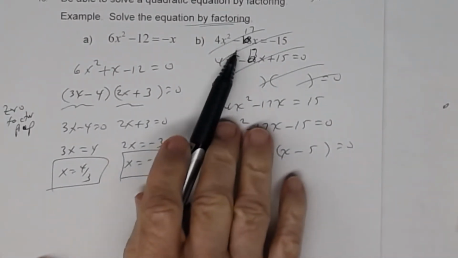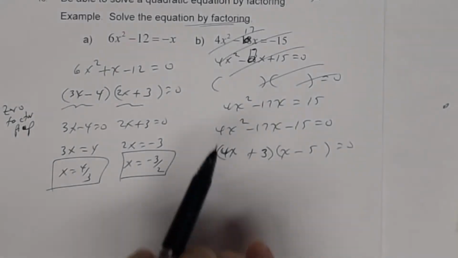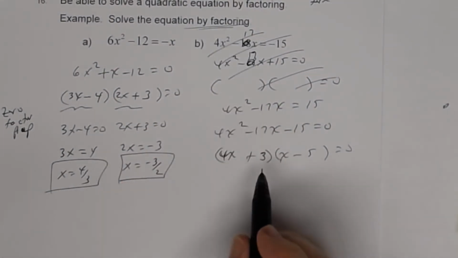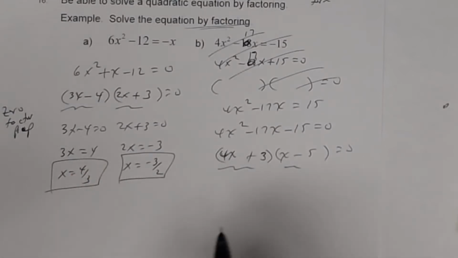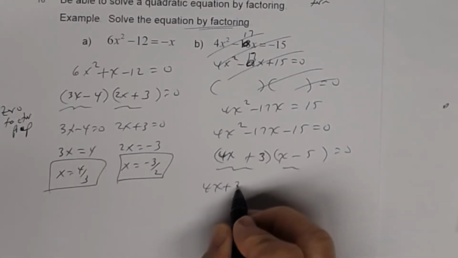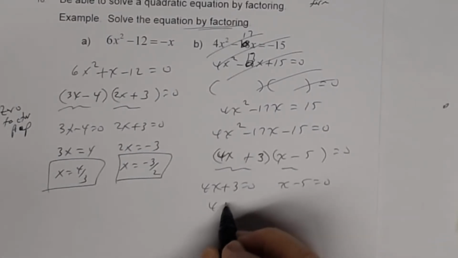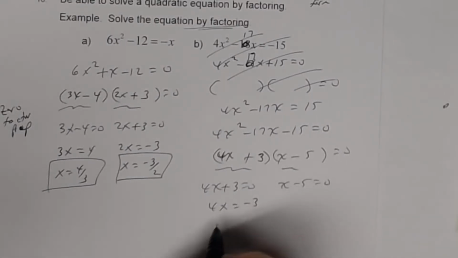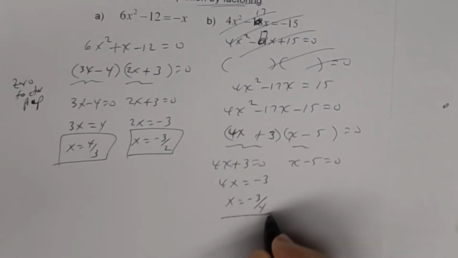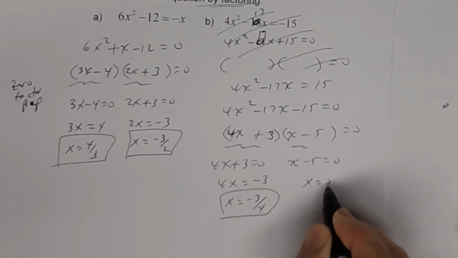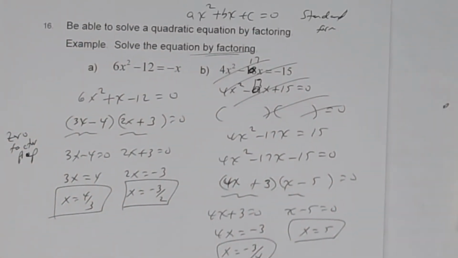Okay, so I did have to change this. Otherwise, it would not be factorable, and the direction says solve by factoring. So now, setting each factor equal to 0 using the zero factor property, I get 4x plus 3 equals 0 and x minus 5 equals 0. So 4x equals negative 3, and I get x to be negative 3/4. Over here, I get x to be 5. So those are the solutions. All right, so that was number 16.